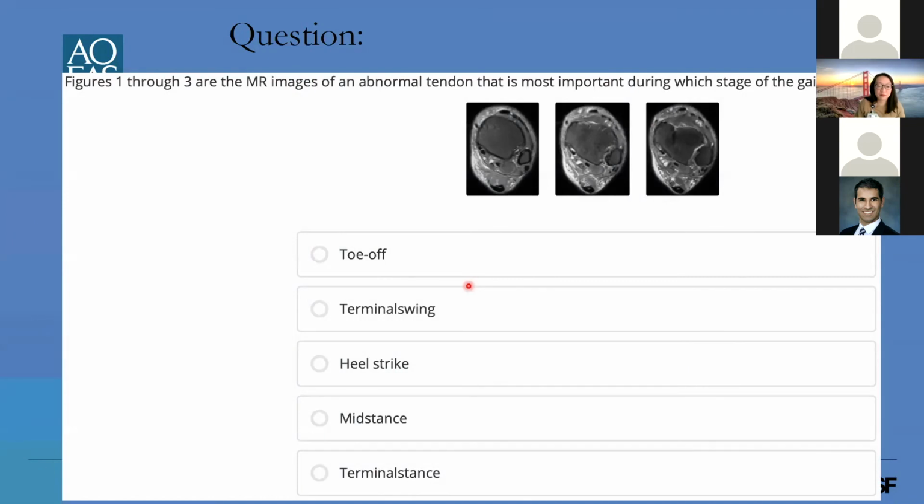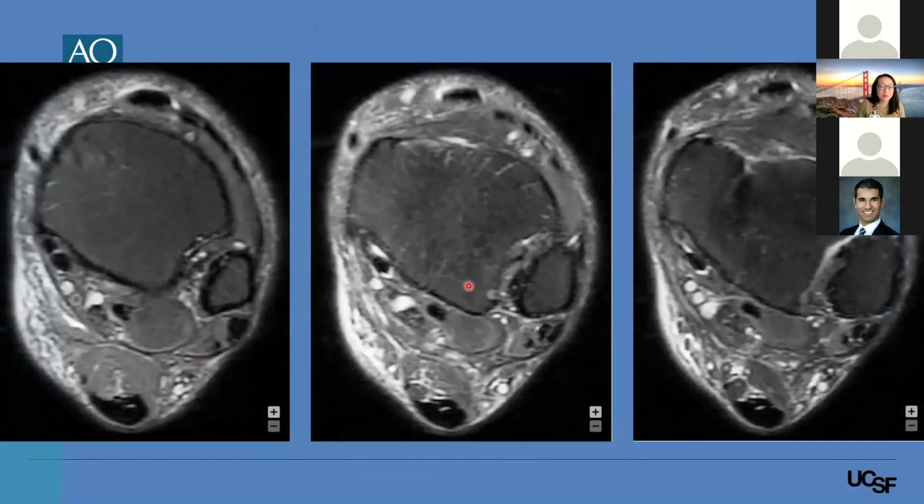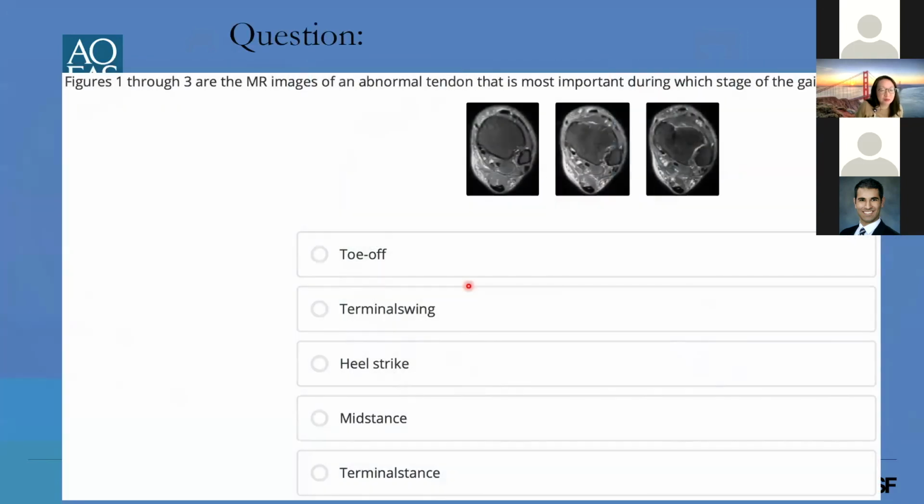So thinking about the stage of the gait cycle that's most important: toe off, terminal swing, heel strike, mid stance, and terminal stance. So I believe it's not going to be your heel strike. It's not going to be toe off, but based on the fact that I saw the answer to the question, I'm going to say terminal stance. That's right.